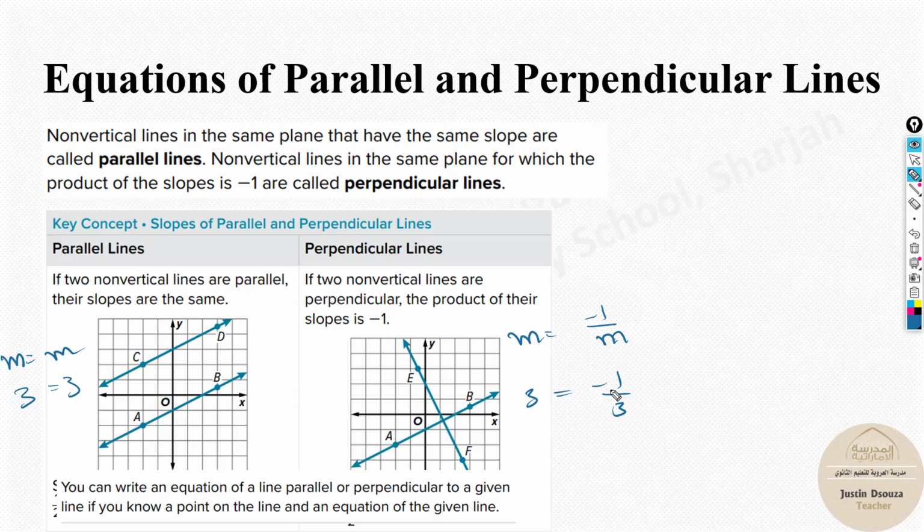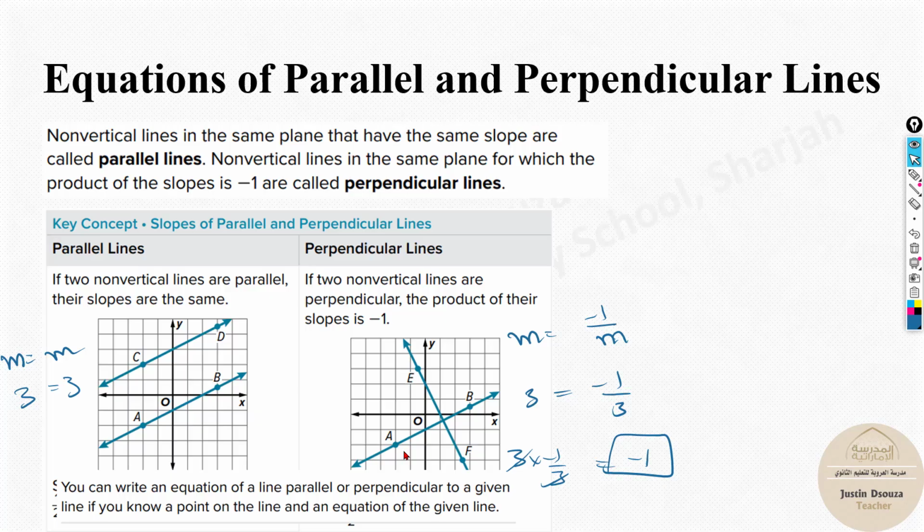Negative reciprocal. This is the difference. You can go through this. And now one more thing. If it's parallel lines, the slope is the same. If it's perpendicular lines, if you multiply the two slopes, your answer must be negative 1. Let's look at it over here. See, 3 multiplied by minus 1 by 3, the 3 cancels, you're remaining with minus 1. So this is perpendicular lines. Okay, those are the properties.